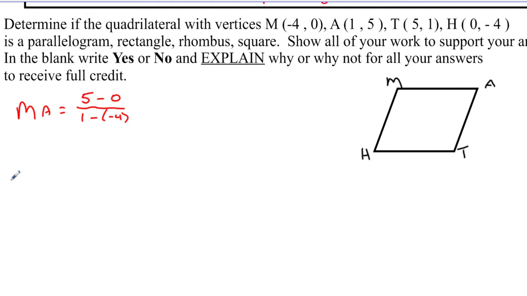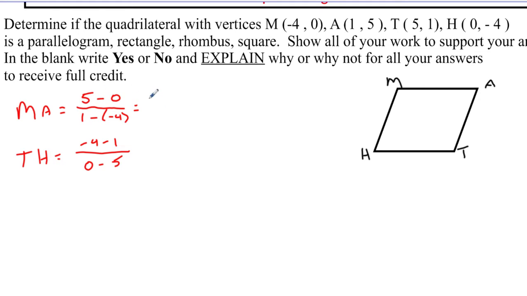Right? And I need to do the same thing with TH. So TH is my bottom line, and I need to make sure this has the same slope. So I'm going to say negative 4 minus 1. Okay, and on the bottom, 0 minus 5. Okay, so let's find out if these are, in fact, the same slope.